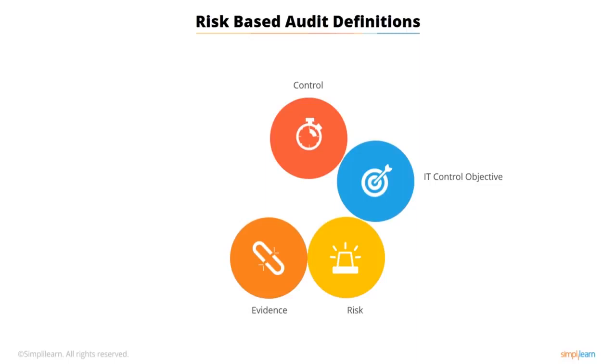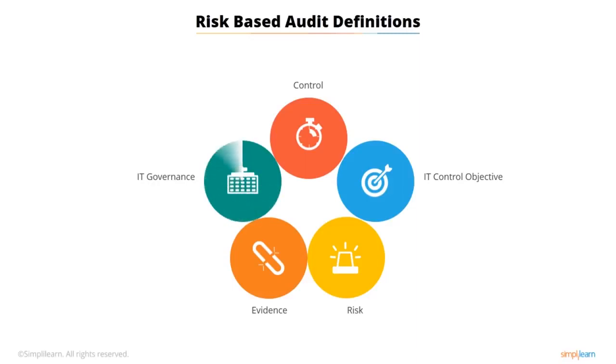Examining the controls that are put in place to mitigate those risks, and then gathering evidence that will determine factually whether or not those controls meet their control objectives or not. It's as simple as that. It all comes down to evidence.